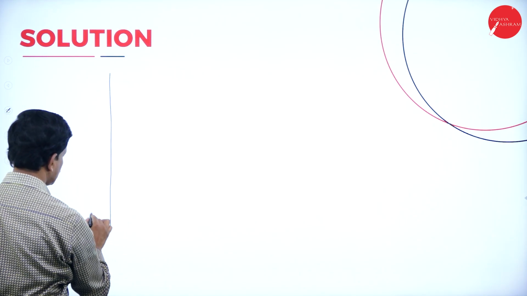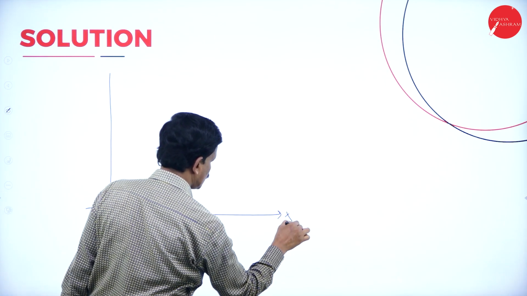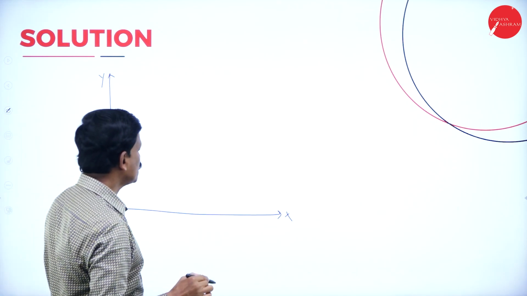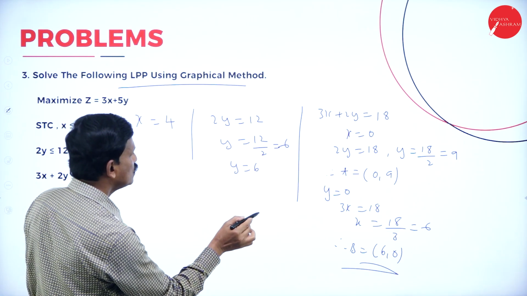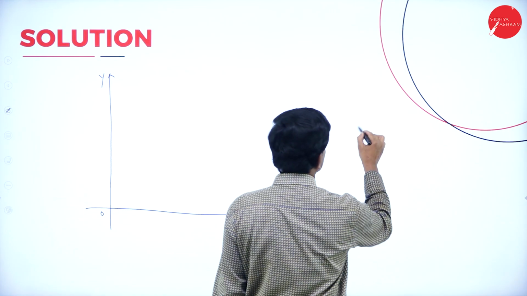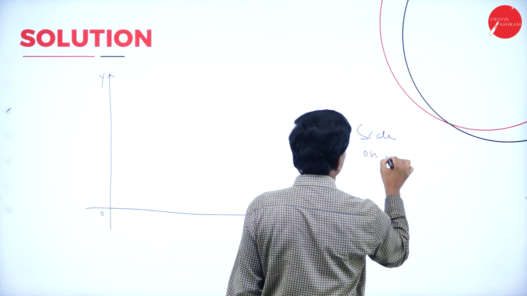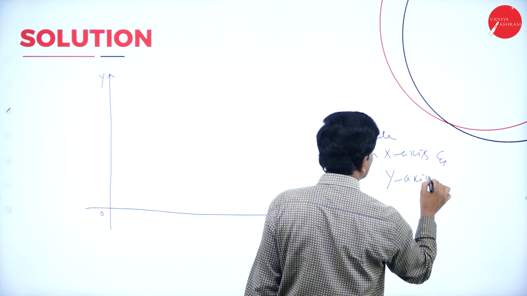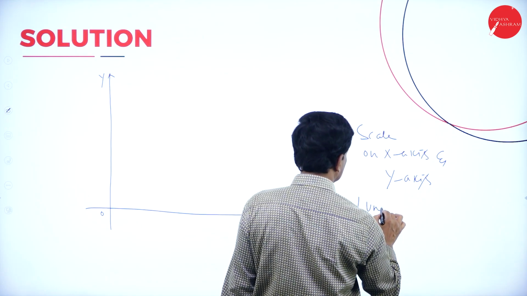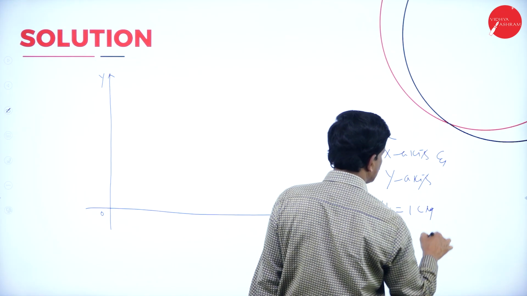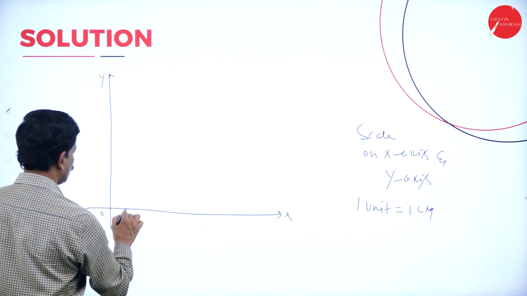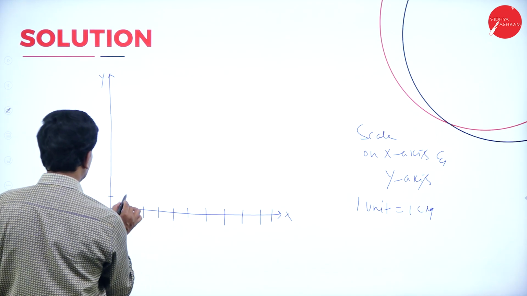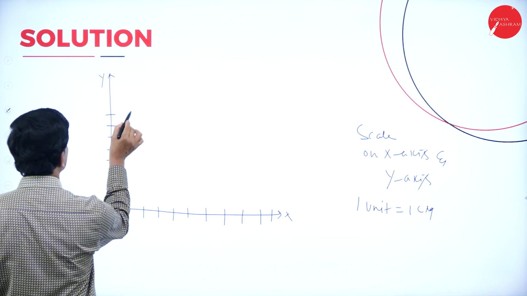Write down the x-axis and y-axis, origin. Let us consider the scale. What is the maximum value we have? 9. So scale on x-axis and y-axis, 1 unit is equal to 1 centimeter. So 1, 2, 3, 4, 5, 6, 7, 8, 9, 10.